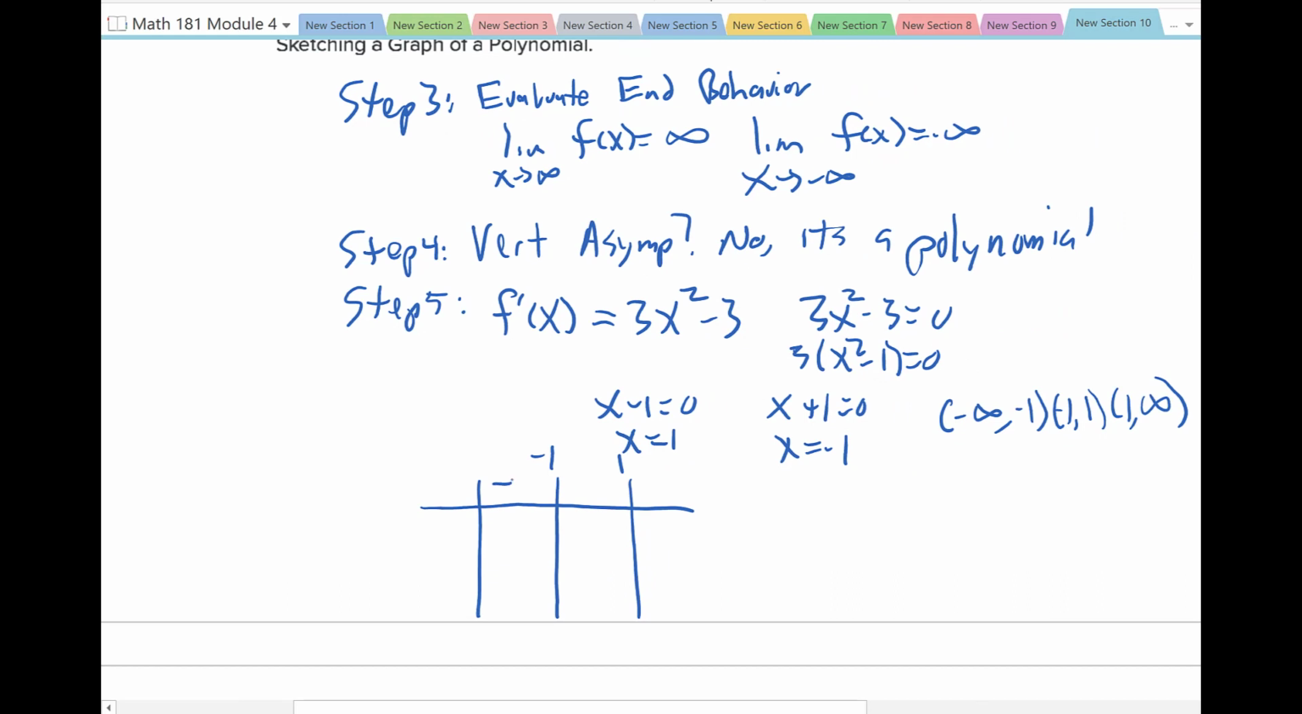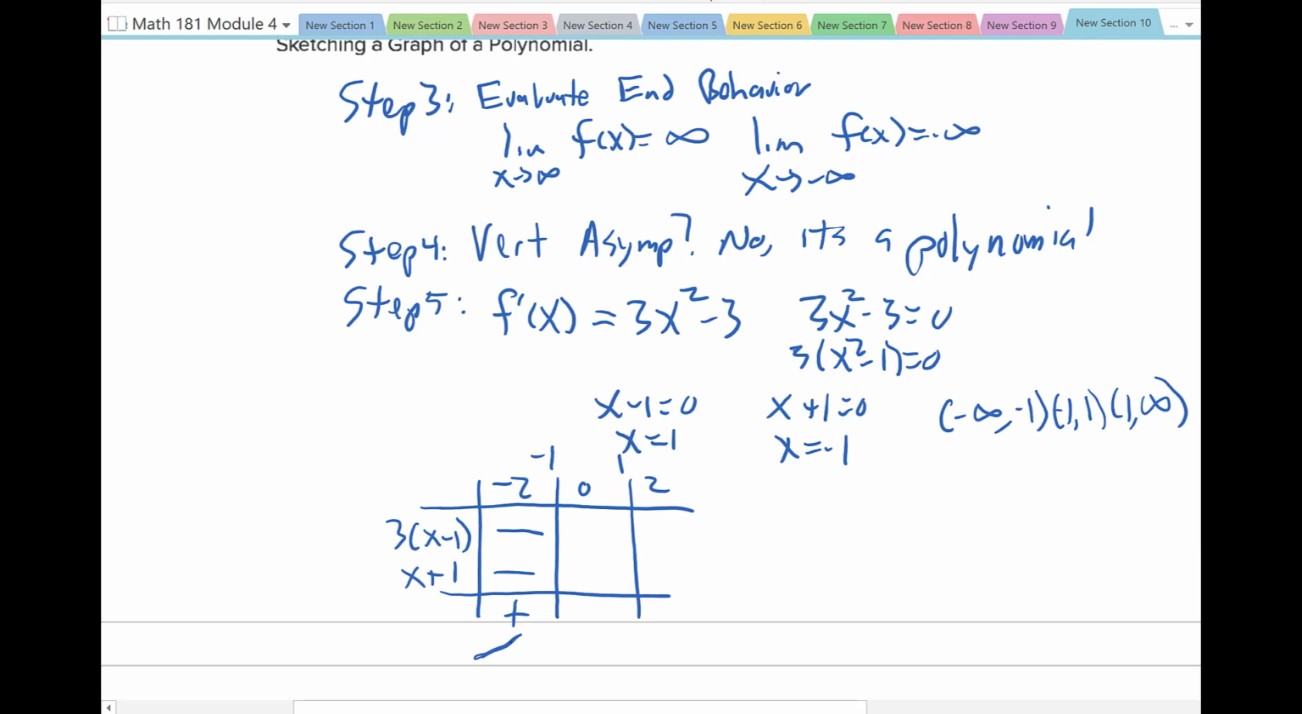So our test values would be like negative 2, 0, and 2. And what we're looking at here would be 3 times x minus 1 and then x plus 1. You really don't need the 3. It's just a constant. But if it had been a negative, we'd have to consider how that's affecting these values. So let's put this negative 2 in here. Negative 2 minus 1 times 3 is a negative. Negative 2 plus 1 is a negative. So the result is a positive. That means it's an increasing slope.